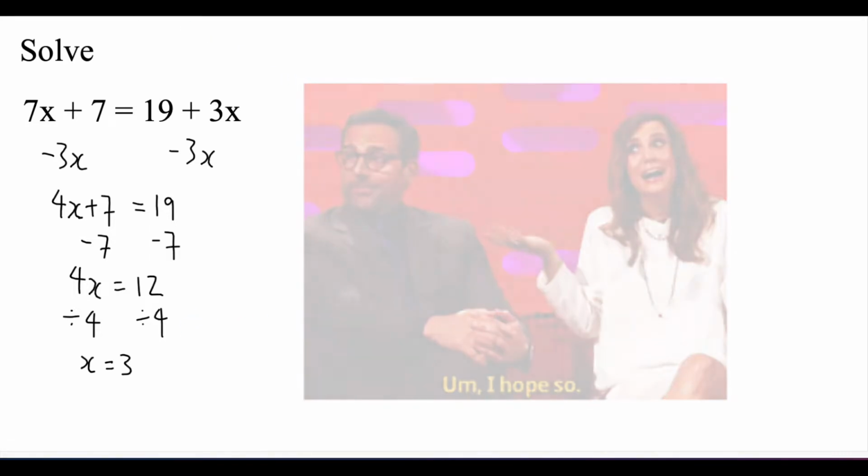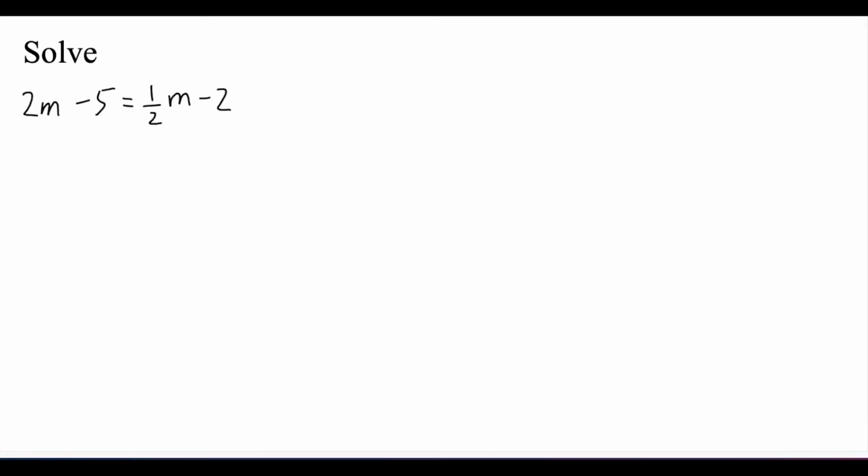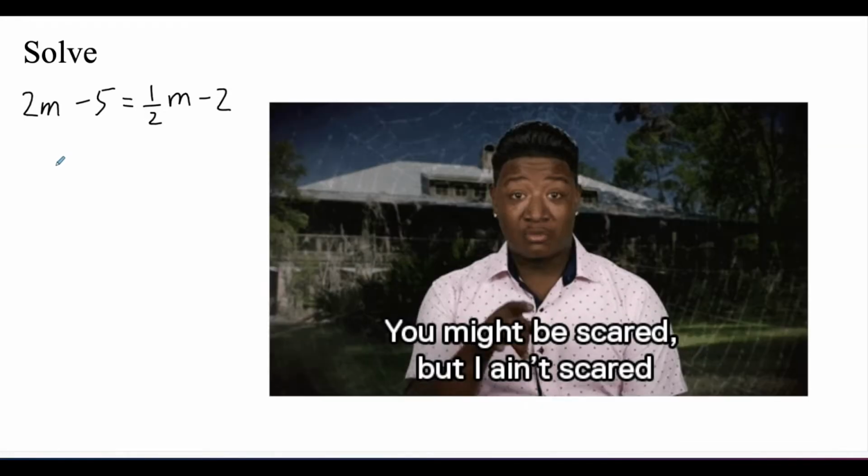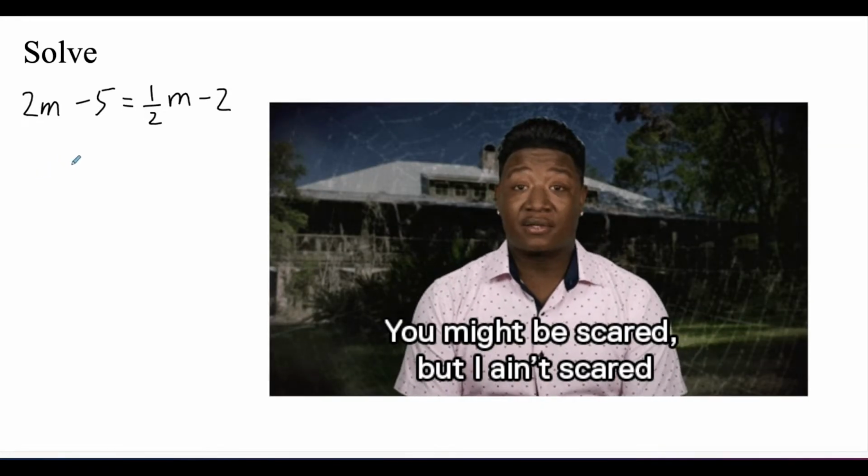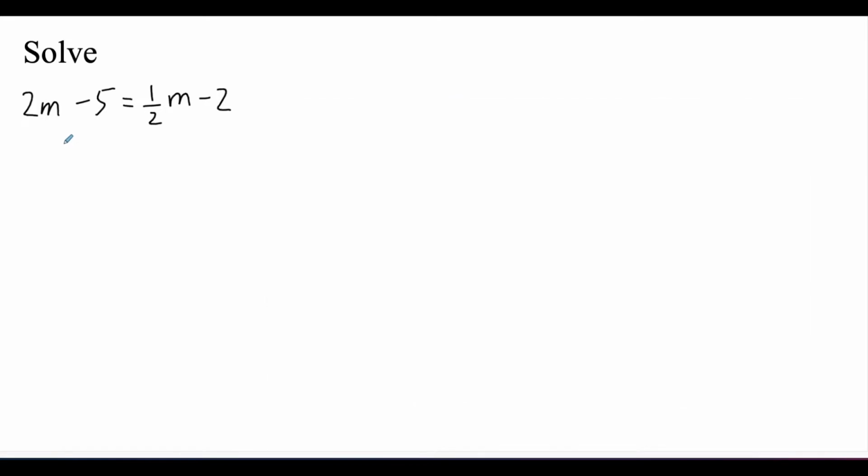I'll go through one more, slightly more complicated example, like this one here. So this one has a fraction, and like I said earlier, a lot of students simply do not like fractions. But don't be afraid. The concept is still the same. So in here we have two options. We can either take away 2m from both sides, or we can take away half m from both sides. Now, like I said before, I will take away half m because that will lead to a positive number.